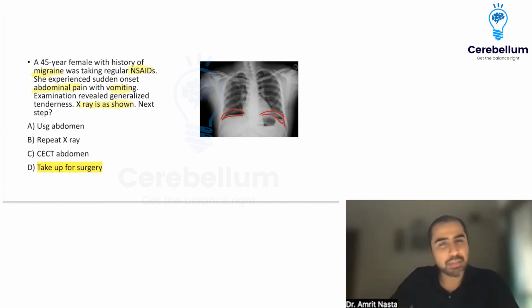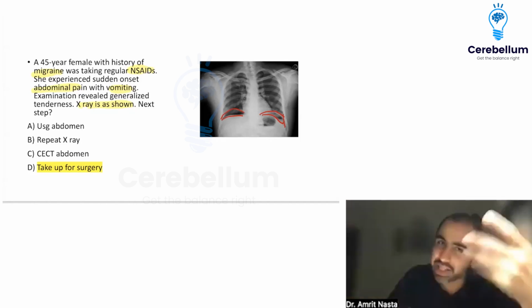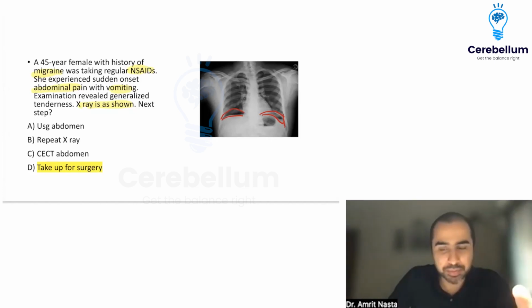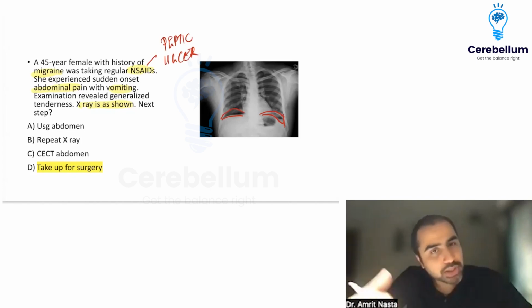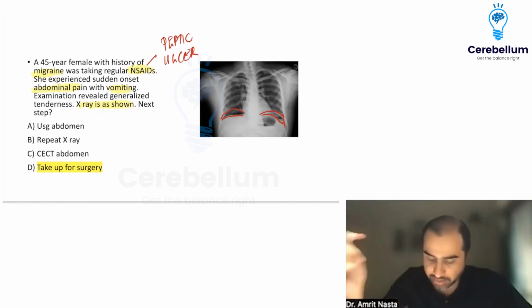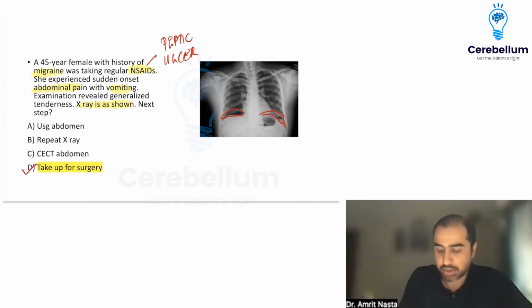Why this history? Migraine. Migraine history क्यों दिया है मैंने? इसका कुछ संबंध है? ऐसे टाइम पास के लिए दिया है मैंने. Because NSAIDs will cause peptic ulcer. So what I'm trying to tell you is this is peptic ulcer which has now perforated. So he's come with perforation which is seen on X-ray. So the answer is going to be surgery.